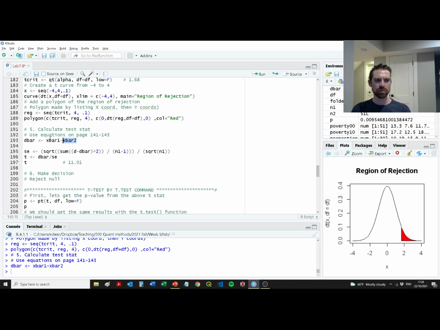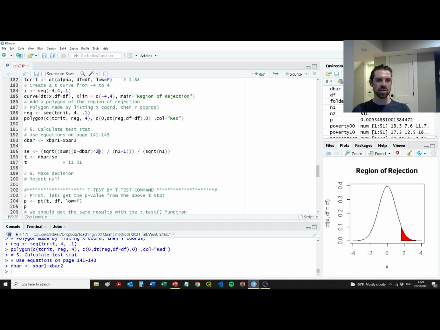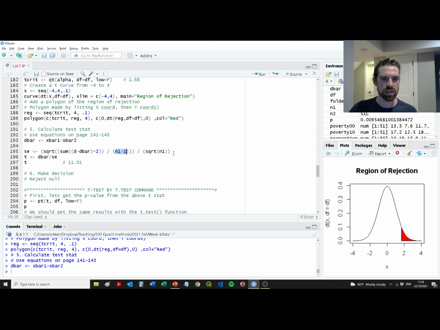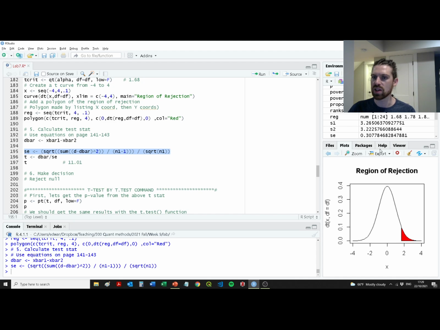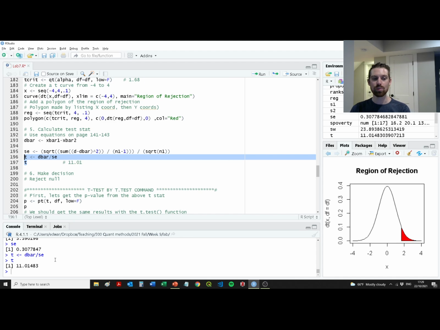So I think there are multiple different ways that you're able to calculate this essentially. So basically here we're subtracting the mean for the second sample from the mean for the first sample, and then we're going to get the standard error here by taking the square root of the sum of the squared differences and then dividing by the number of degrees of freedom, okay? Essentially when we do that, we get this SE value here of 0.3, and then we can take the D bar value, which is our numerator, 3.39, divide by that SE value, 0.3, and we end up with a t statistic of 11.01.